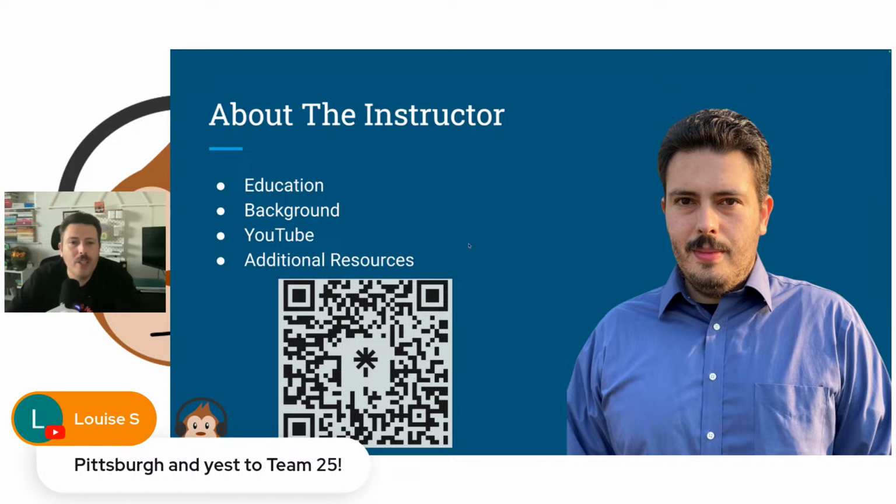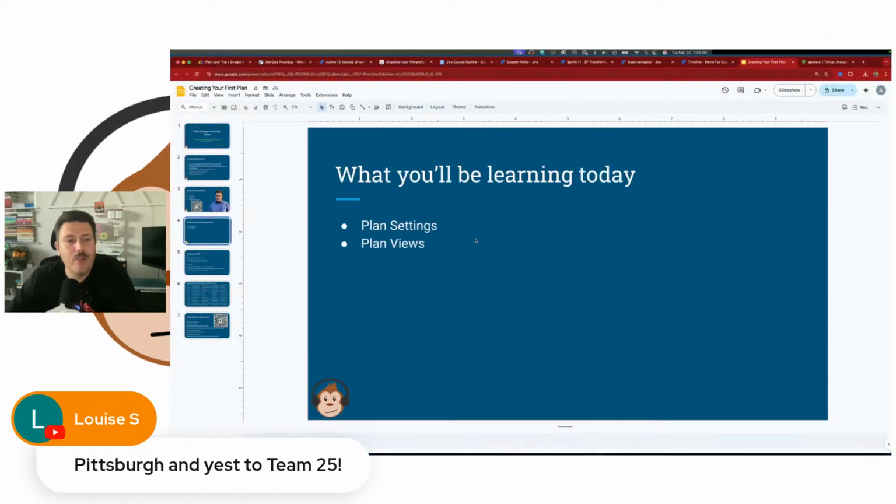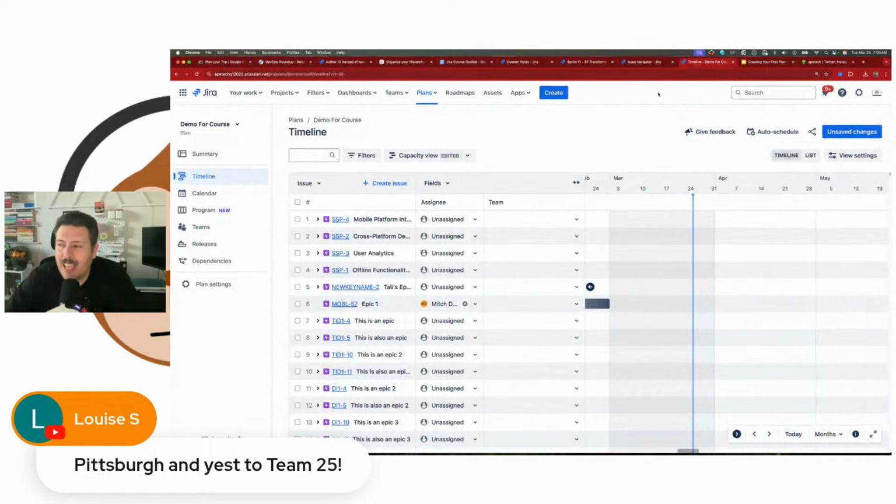All right. So with all the marketing stuff out of the way, what are we learning today? As I mentioned a couple of times, just two things today. Although in those two things, there's going to be a lot. There's a lot to cover in these, but just two things here. We got our plan settings and we have our plan view. And so without any further ado, let's just jump into Jira and take a look at our plan settings.